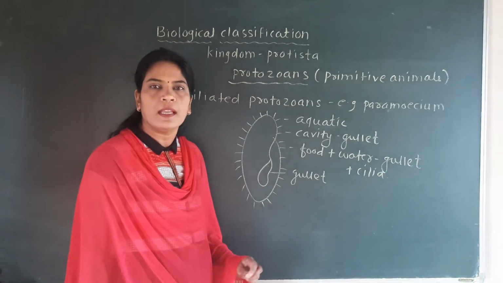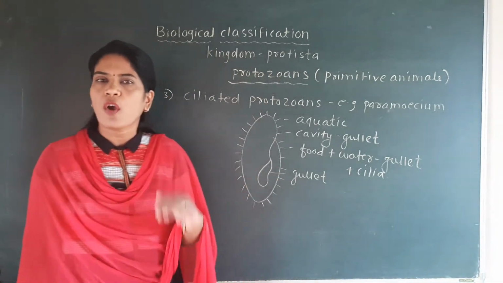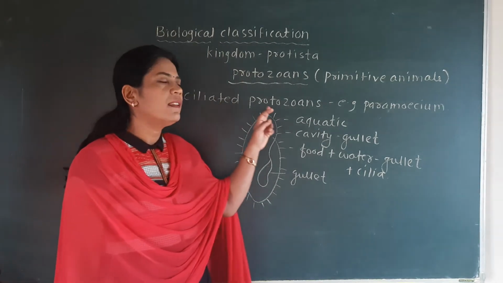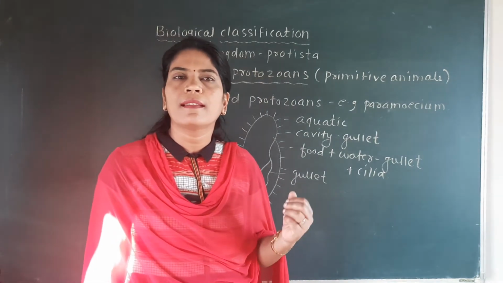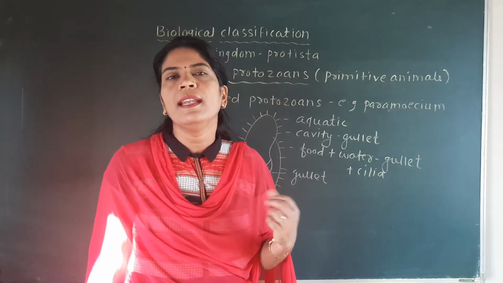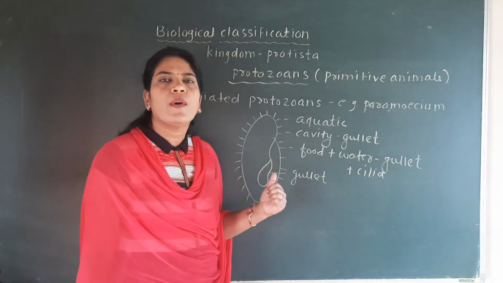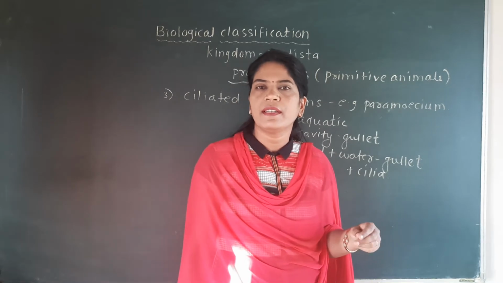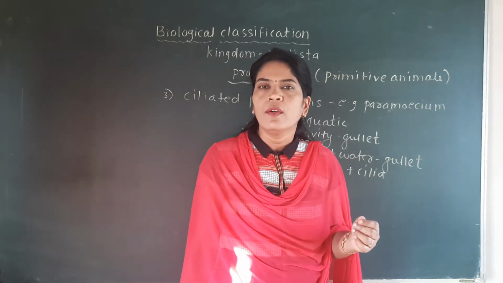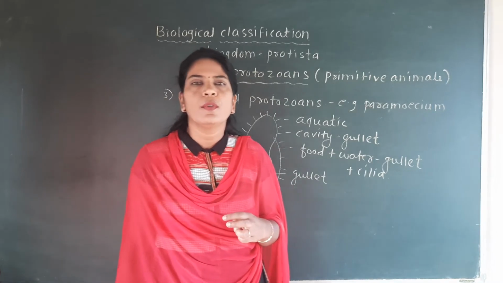So the important thing from the MCQ point of view is that gullet is a characteristic of the ciliated protozoan. An example of ciliated protozoan is the paramecium. Then where is it found? It is present in the aquatic habitat. Okay, so these are the important things about this ciliated protozoan.